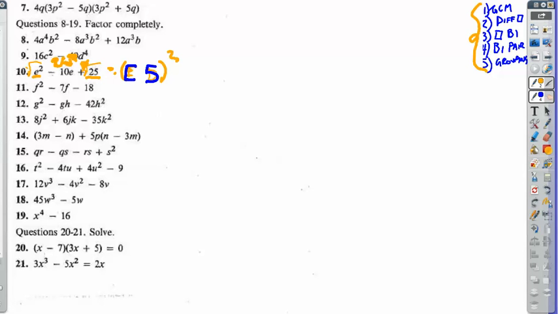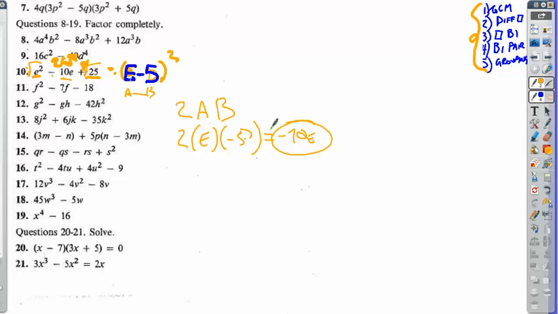5. Okay. And so then it's going to be subtraction because my middle term, my linear term, is negative. And so for this to be a square binomial, my linear term is going to have to be 2 times a times b. So I have 2 times e, that's my a value, times negative 5, that's my b value. And lo and behold, I do get negative 10e. So this is my answer. And yes, you have to perform this checking.